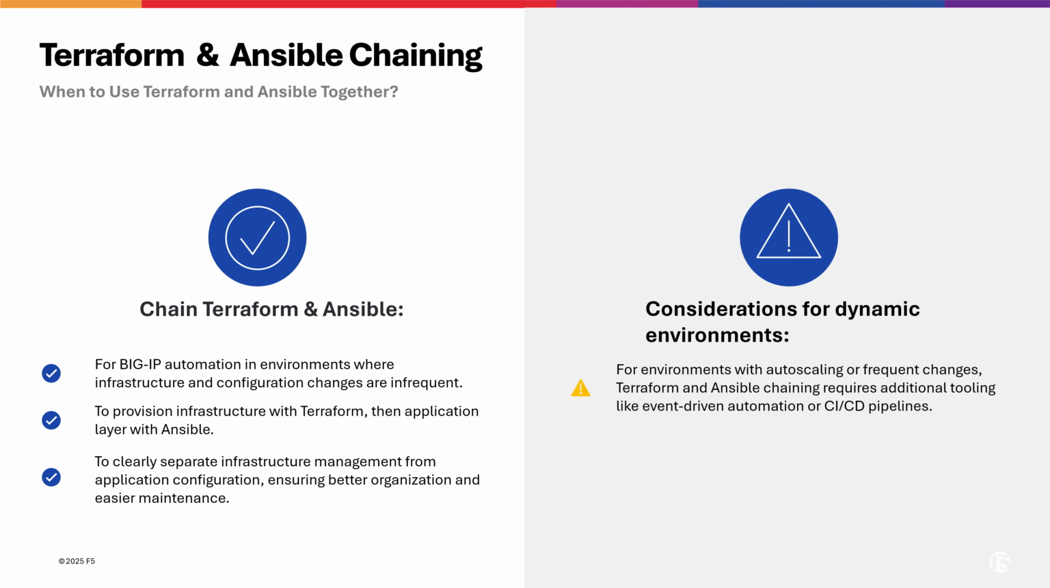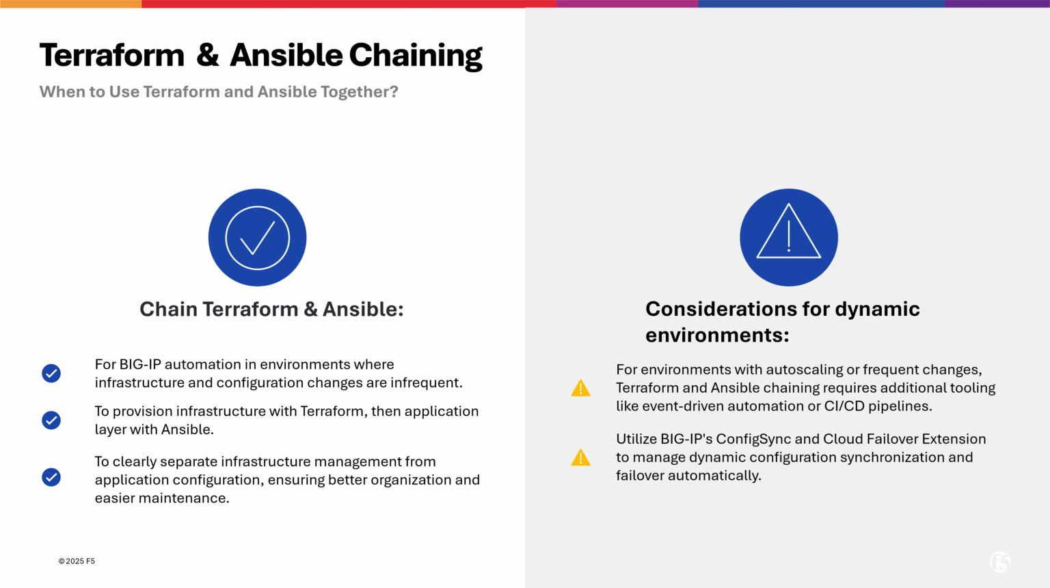In environments where autoscaling or frequent changes happen, you can still use Terraform and Ansible, but you need extra tools. Terraform can create autoscaling groups and launch templates, but Ansible does not know when new Big IP instances are created. To fix this, you can use event-driven automation tools or CI/CD pipelines to trigger configurations when new instances appear. In these dynamic setups, BIG-IP features like config sync and Cloud Failover Extension help a lot. Config sync keeps settings the same across all BIG-IP devices in a group, while CFE manages IP addresses and routing changes when devices are replaced.